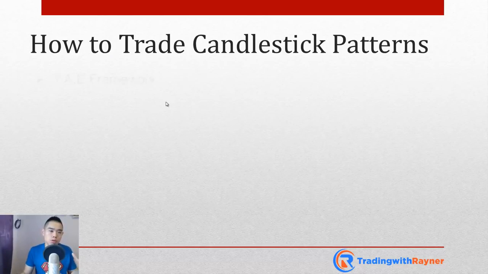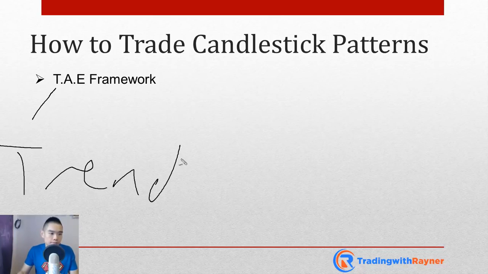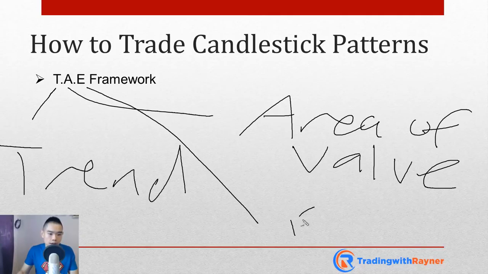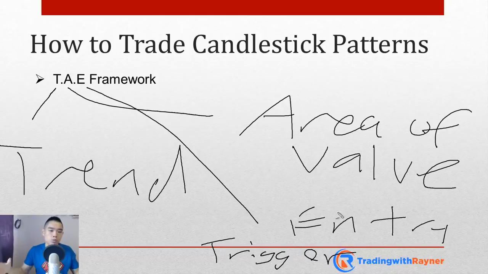I would like to introduce to you something I call the TAY framework. TAY stands for trend, A is area of value, and E stands for entry trigger. So when you want to trade candlestick patterns, remember these three things: the trend, the area of value, and the entry trigger.